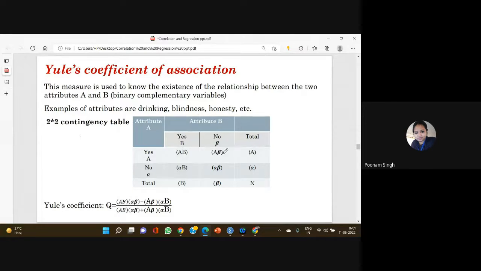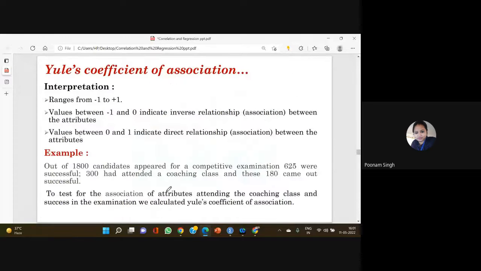(Aβ) shows how many have attribute A present but attribute B not present. (αB) means attribute A is not present but B is present. After drawing this contingency table, Q is calculated by using this formula, and it ranges, same as correlation coefficient, from -1 to 1. If the value ranges from -1 to 0, it indicates an inverse relationship, and if it ranges from 0 to 1, it indicates a direct association between the attributes.